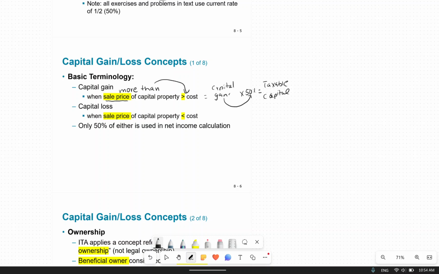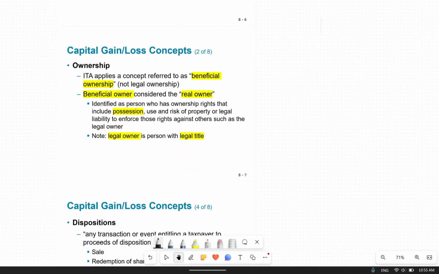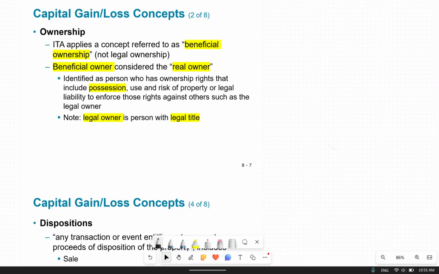Now if your sale price is less than your cost, what we have is something called a capital loss. If it's a capital loss, we multiply by 50%, and we call it an allowable capital loss. Now it says only 50% of either is used in the net income calculation, and I showed you only 50% is used.